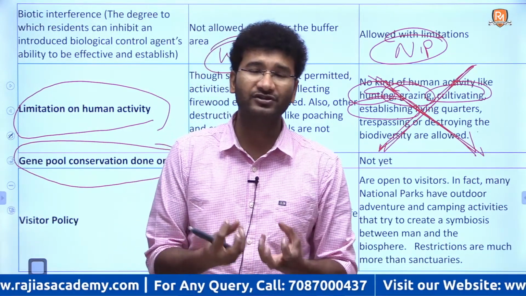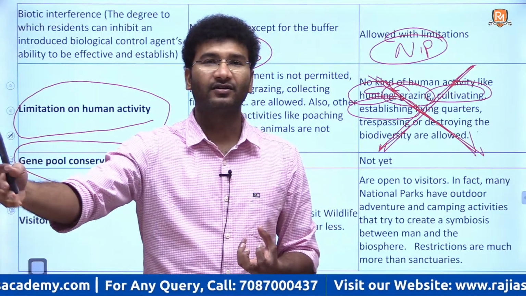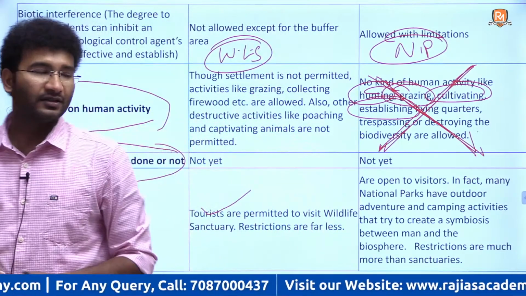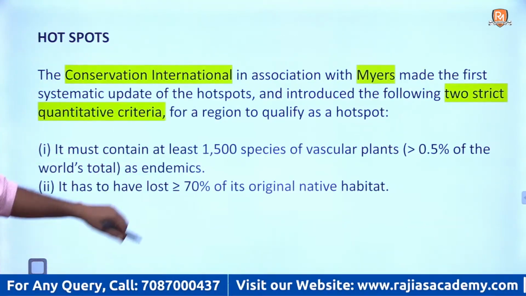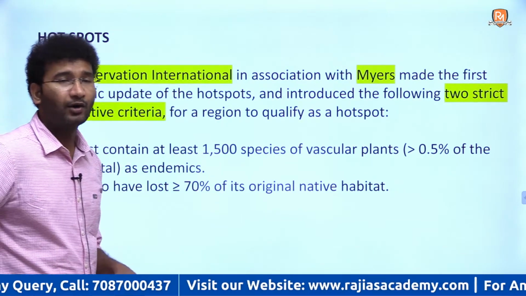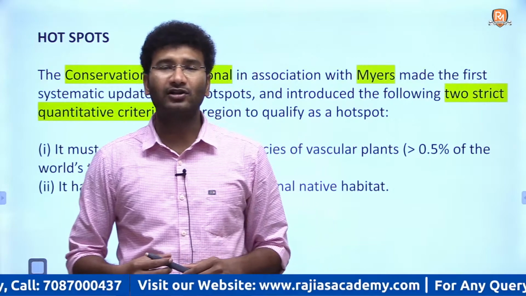So if you conserve those gene pools, in the future, if at all a species is going to become extinct, with the help of the gene pools we can conserve them, right? These are some of the examples with respect to the differences between a national park, a biodiversity reserve, and a wildlife sanctuary.